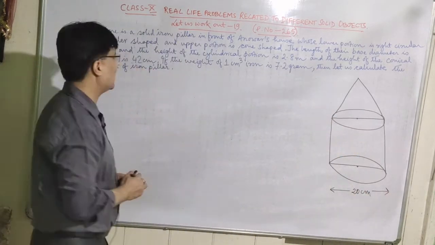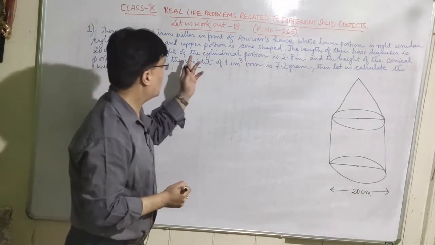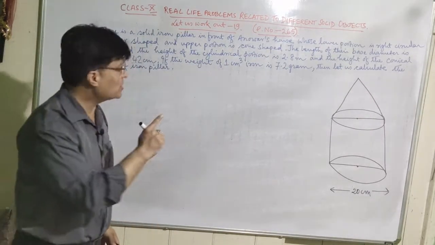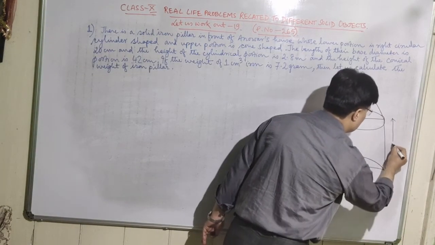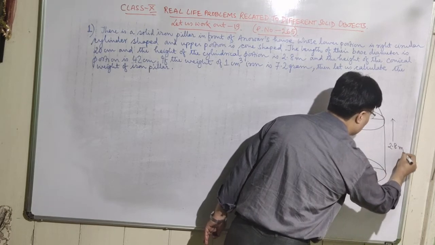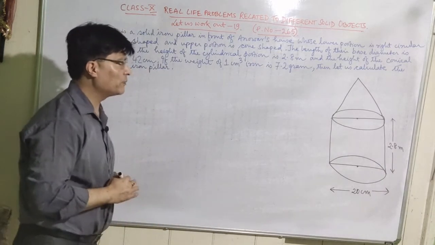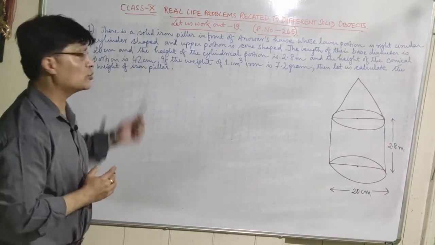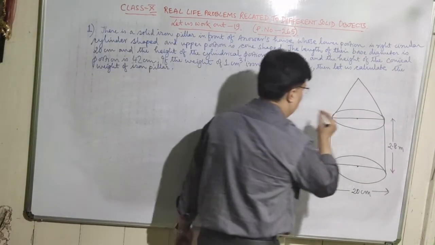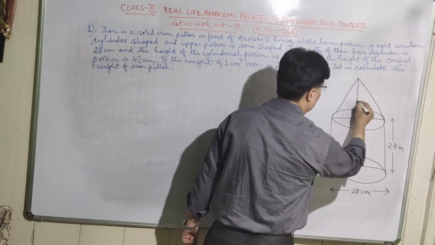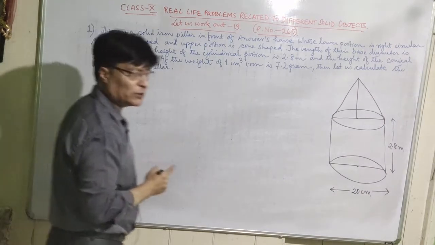The height of the cylindrical portion is 2.8 meter. What is the height of the cylindrical portion? It is 2.8 meter. And what is the height of the conical portion? The height of the conical shaped portion is 42 centimeter.